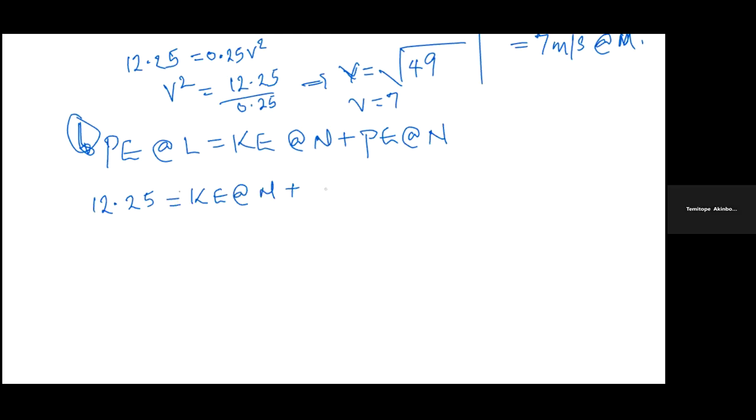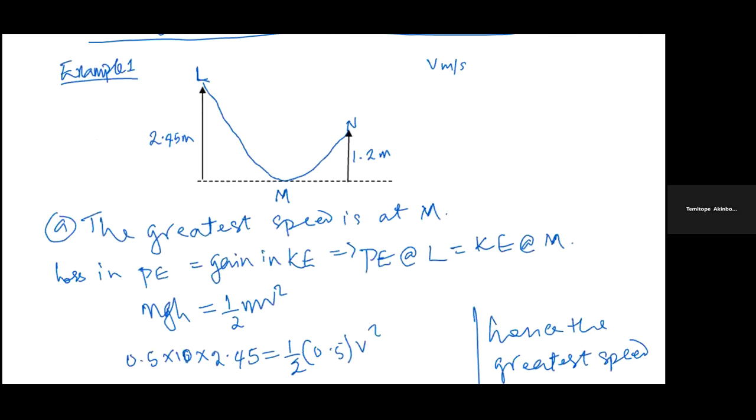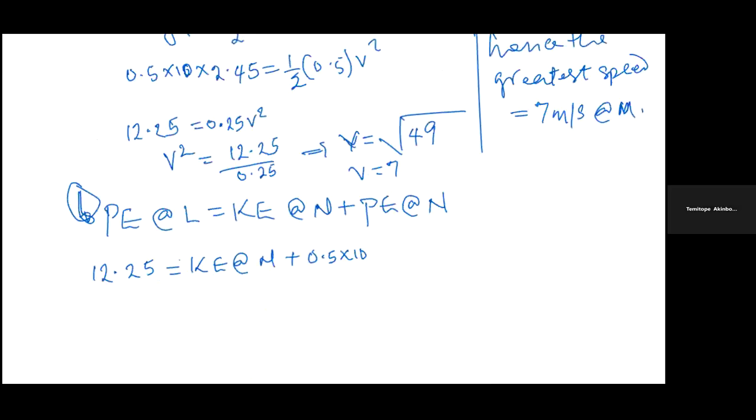That's mgh, which now will be 0.5 times 10 times 1.2, the height now being 1.2 from the diagram. So 12.25 equals kinetic energy at N plus, please multiply this for me, 0.5 times 10 times 1.2. That's 5 times 1.2, which is 6. So KE at N will be 12.25 minus 6, that will be 6.25 joule.